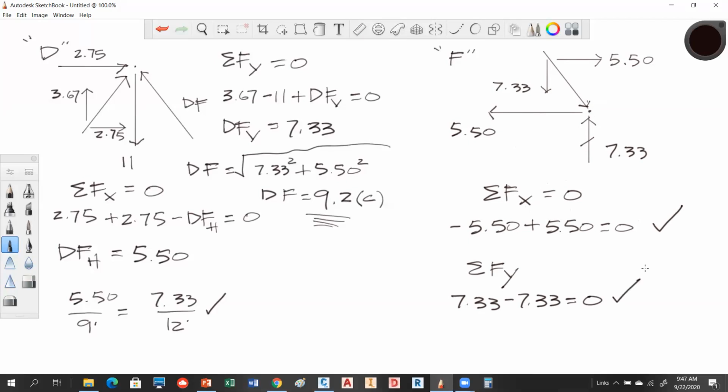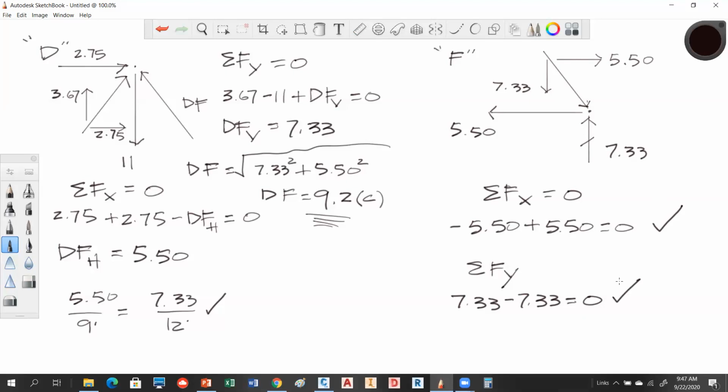So we have completed this problem, and when we get to this point, everything resolved to 0. We have a completely done truss. All of the members have correct values, and we also know their quality, whether they're compression or tension.